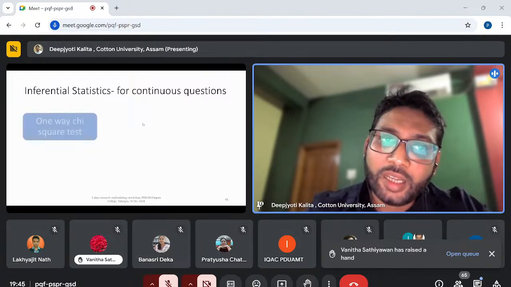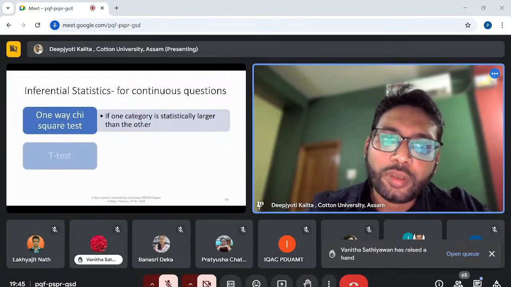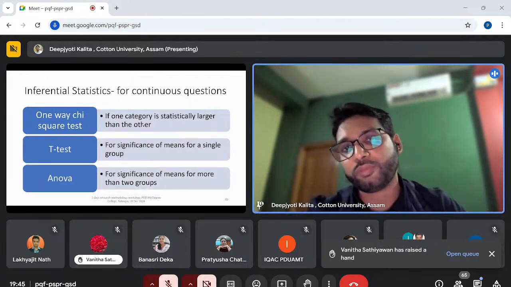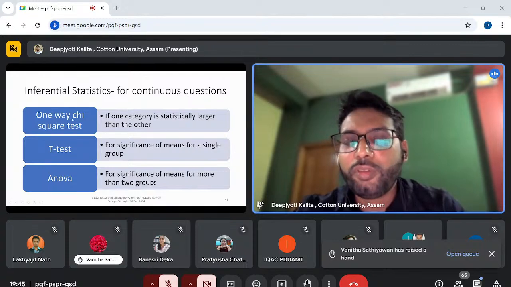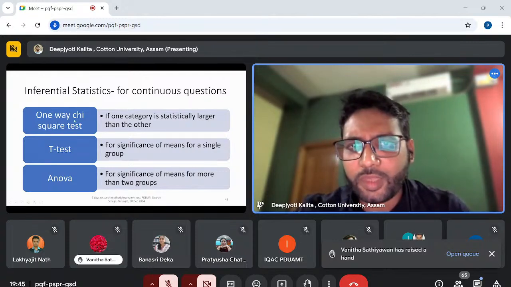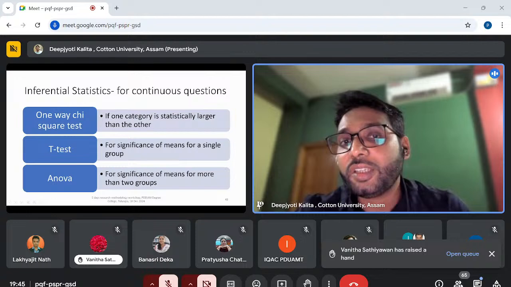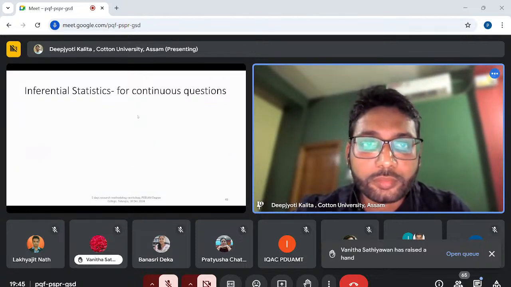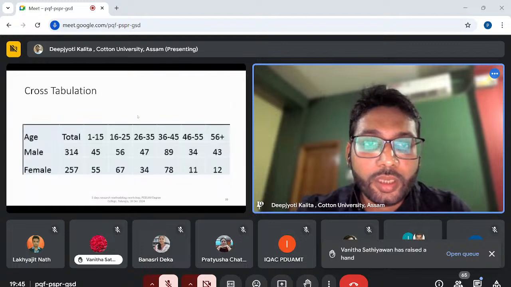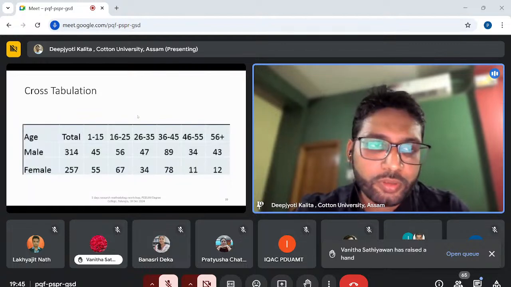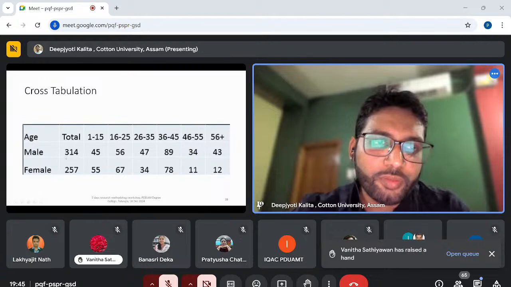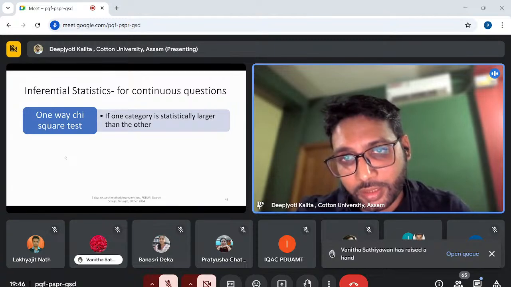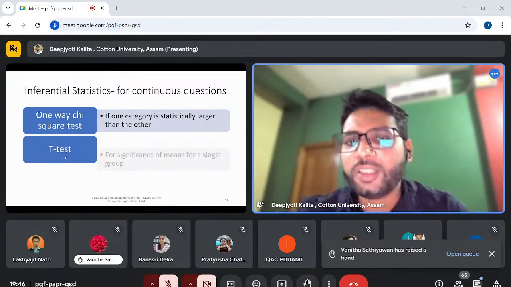Now you can have some other inferential statistics also. These are the various inferential statistics that you can draw based on the type of question. For example, you can run a one-way chi-square test if one category is statistically larger than the other one. Here, suppose you see male percentage is very much higher than the female. So in that case, you can run a one-way chi-square test to fulfill your inferential statistics.